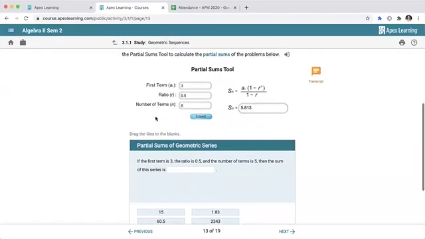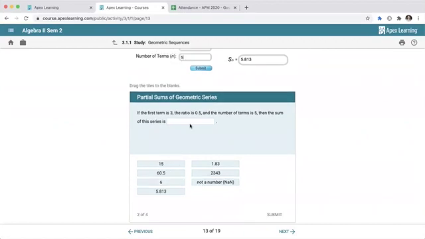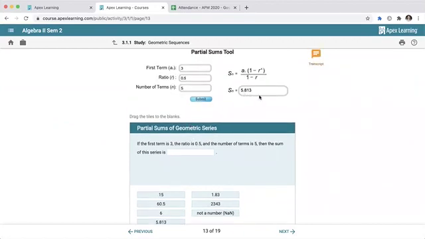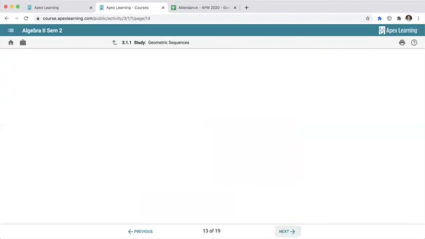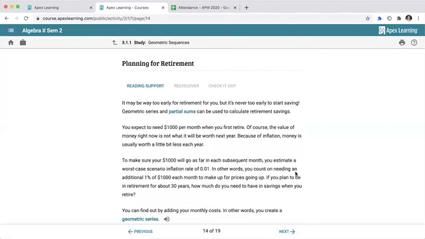I suggest you do a couple of these problems and calculate them in your calculator, get your value, and then test it in this partial sum tool. Because if you plug these in this form and you do not get this 5.813 value, you did something wrong. There's an error with the way you're plugging it into your calculator. So this is a really good way of checking yourself right off the bat to make sure you're plugging in the order of operations correctly. I really suggest you do that.